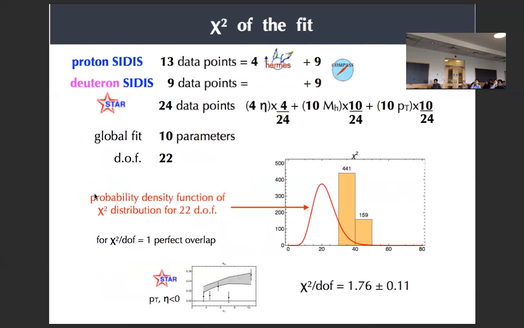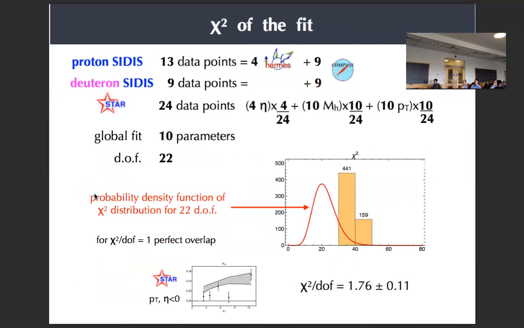Now, in total, we have 22 points from semi-inclusive DIS, 24 points from STAR, which are not all independent, and we take this into account. As I said, we have 10 global fit parameters, so at the end of the day, we have 22 degrees of freedom.